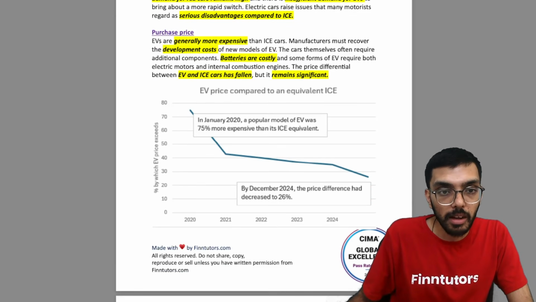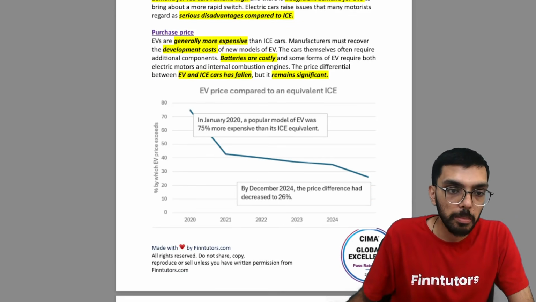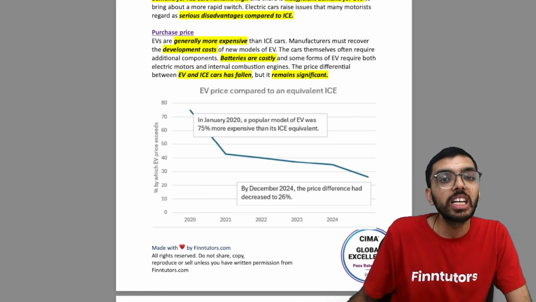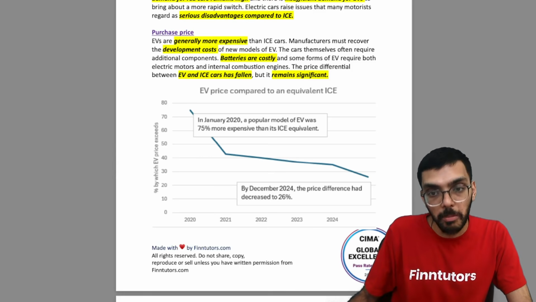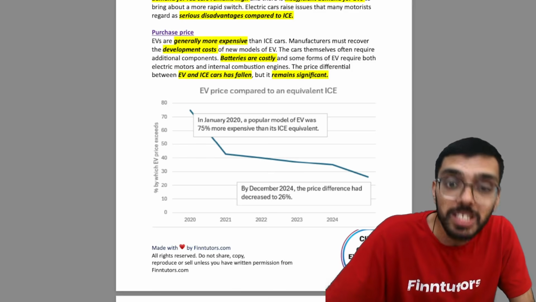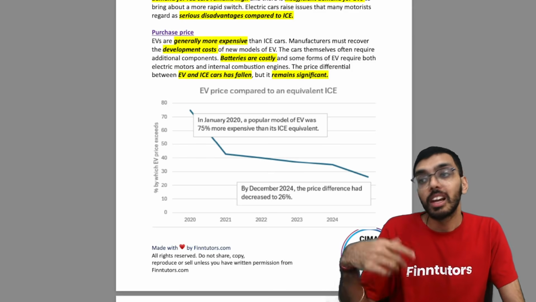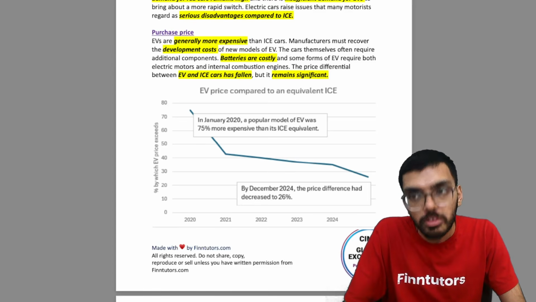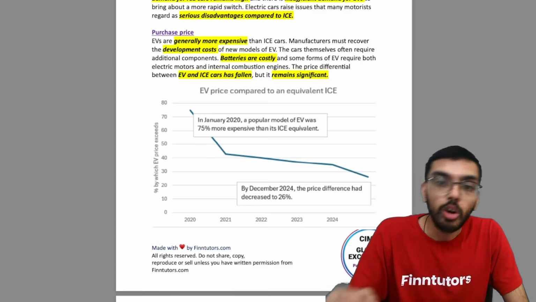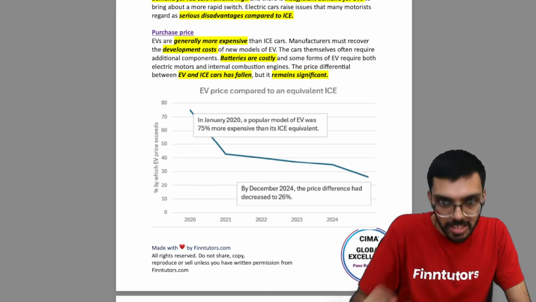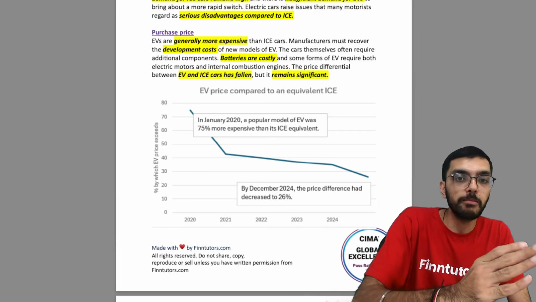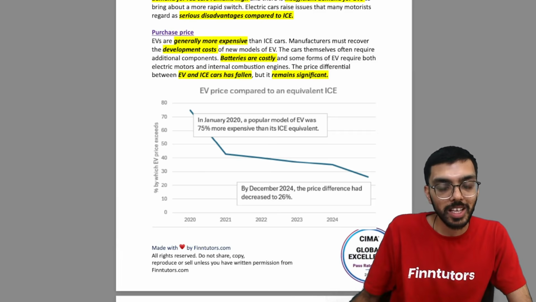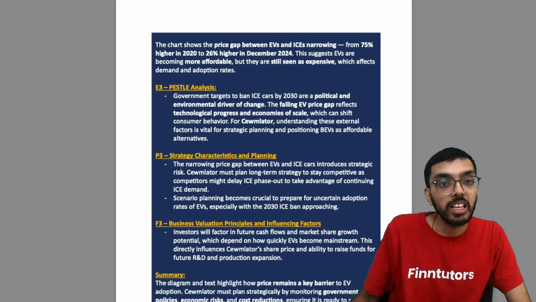If we look at the graph, you will see that the percentage by which EV price exceeds was close to 75% in 2020. In December 2024, it's come down and the difference is only 26%, but this 26%, let's say on a $50,000 car, or a $100,000 car, or a $20,000 car, is still significant. So it was 75%, it has come down to 26%, but it's still significant.